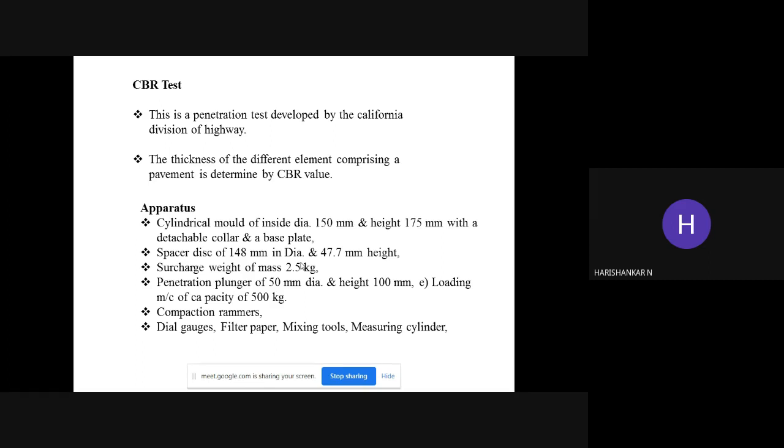So you are applying the penetration and you are noting down the loads. So you will get a penetration load table. From that table you can formulate a graph. We have already drawn the graph, and from that graph you have to select the load point corresponding to 2.5 mm penetration and the load point corresponding to 5 mm penetration.